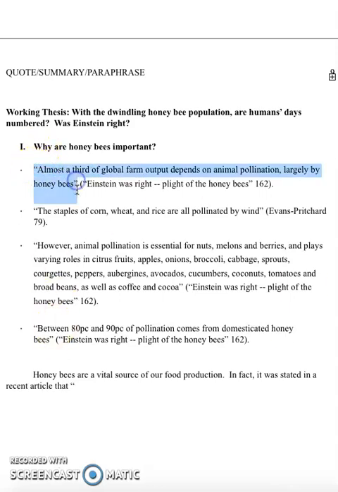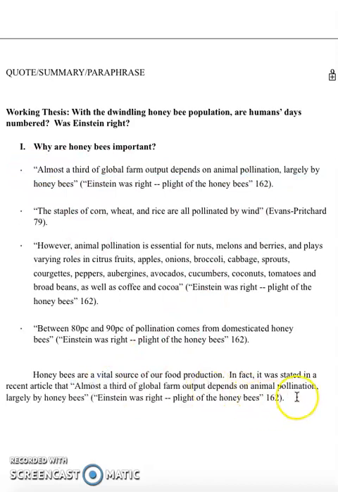And actually, since I already got everything in its proper form, I'm just going to copy and paste this whole thing so you can see how simple this is. And this is what you're going to do. This is a model for what you're going to do when you're actually writing your paper. Okay, so you see how seamless that sounds? I'm introducing the quote. In fact, it was stated in a recent article that almost a third of global farm output depends on animal population, largely by honeybees.